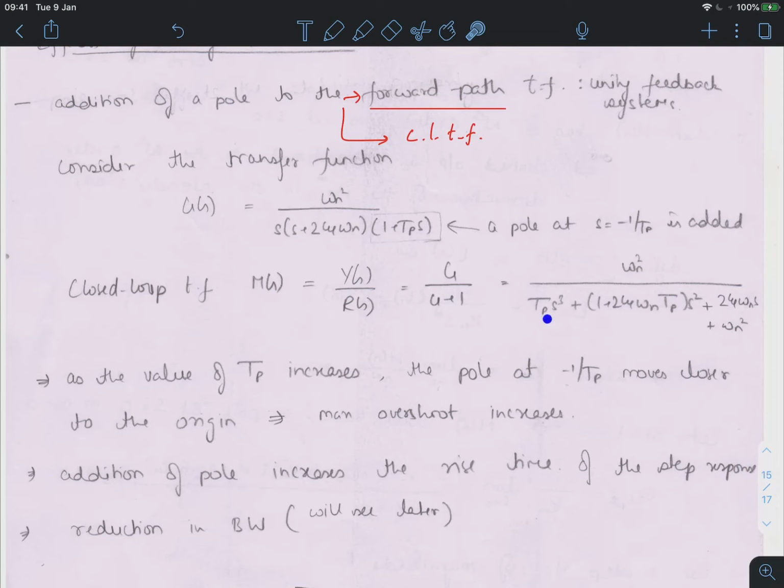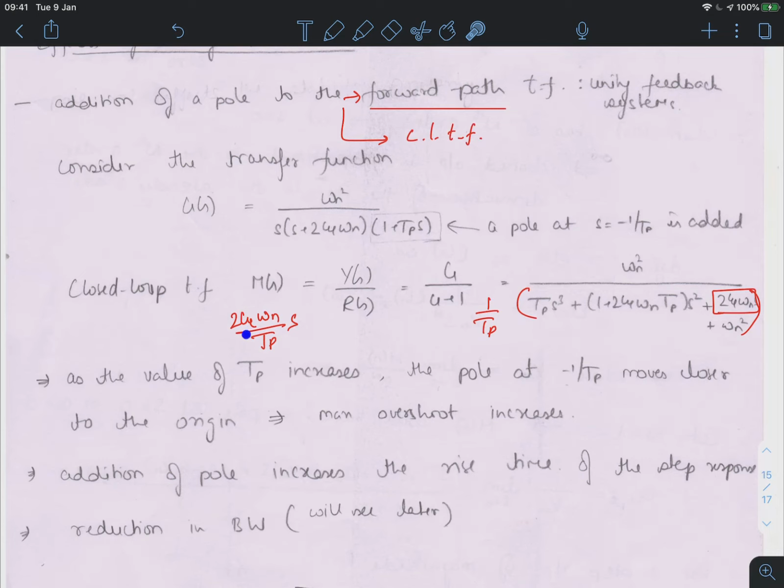Okay, so after dividing it by 1 by tp, we will divide this whole expression by 1 by tp. You would notice in this term I would have 2 xi omega n by tp. Since tp is of higher value, this overall value would decrease, meaning to say that the damping of the system would decrease.